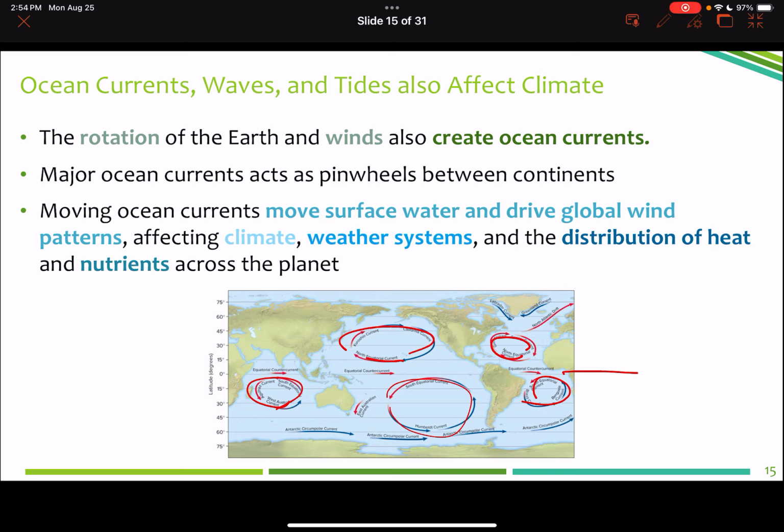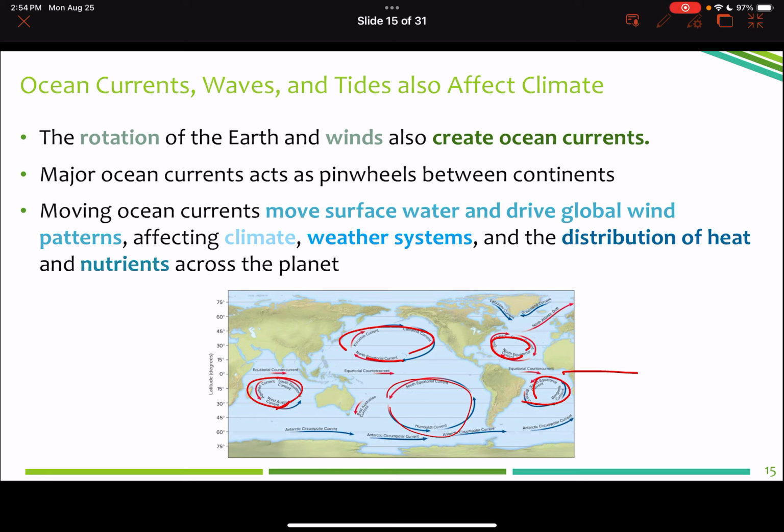So in the southern hemisphere, as the ocean currents move farther south, they become cooler towards the poles and then warm up as they move north towards the equator. Now, ocean currents are important because surface water drives wind patterns. Wind drives surface water patterns, and this affects local climate. It affects local weather systems. It affects the heat distribution around the planet, and it also cycles nutrients around.